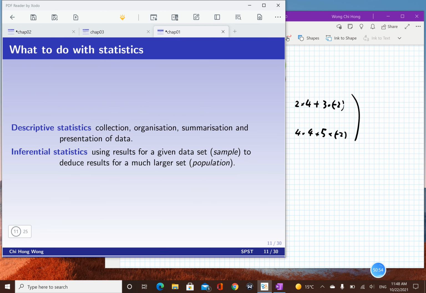Okay, so let's just stop here for a moment and take a little break, and then we can continue with a bit more with the statistics.